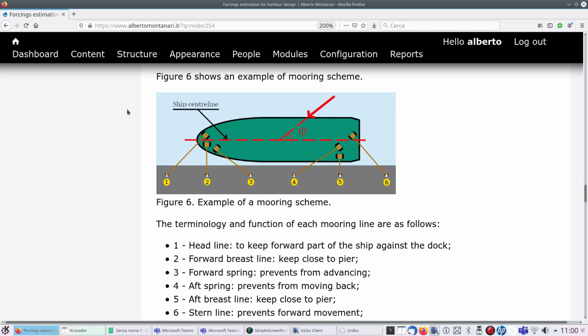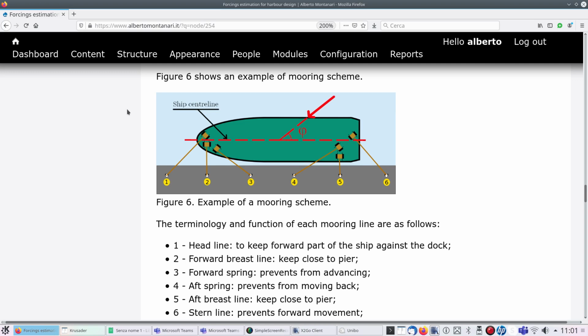Now, once we know the wind pressure, we can estimate a longitudinal component along the berth direction. For instance, we can call it PDX, as we did before. And then we can estimate an orthogonal component. The orthogonal component may be against the berth, which translates into a pressure. And if it is against the berth, usually it is transmitted to the berth through the fenders.